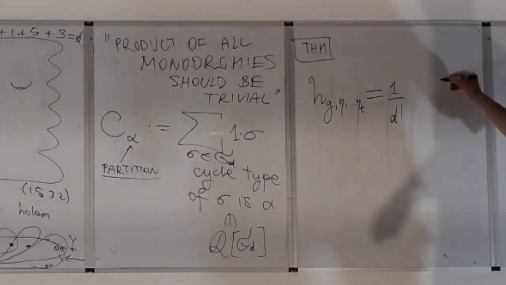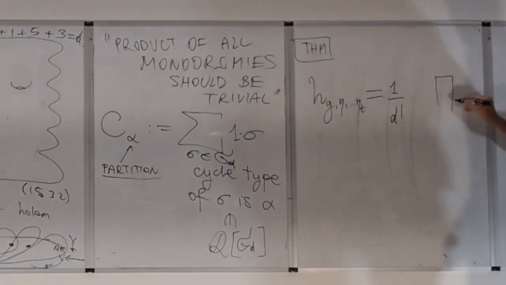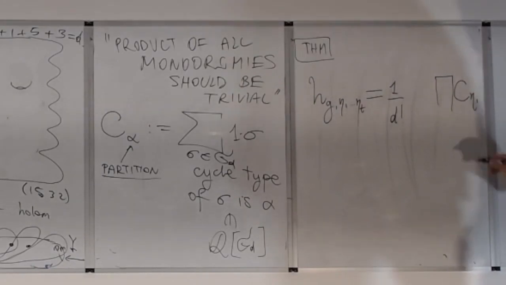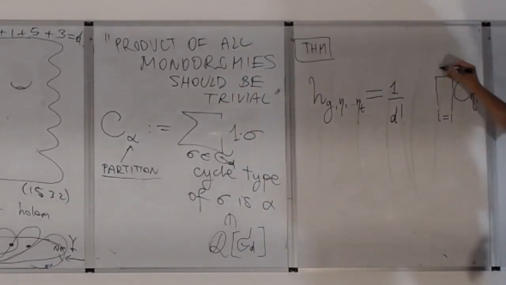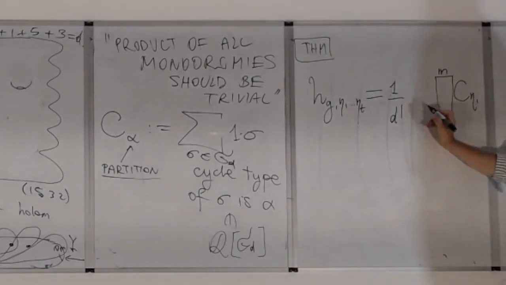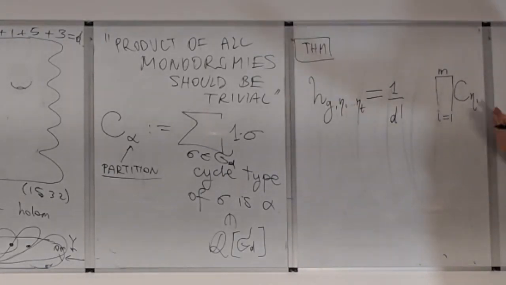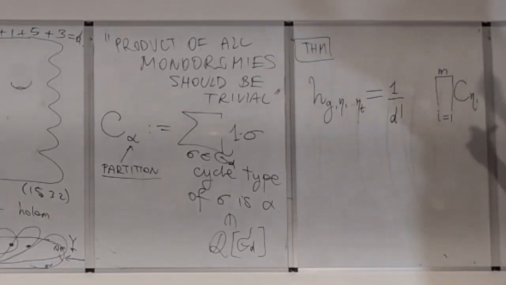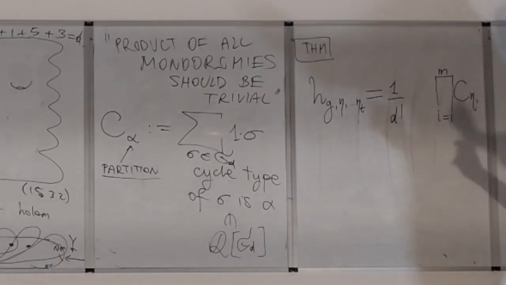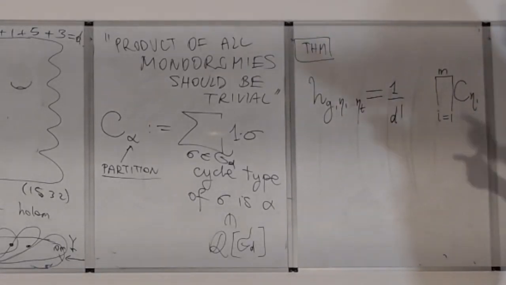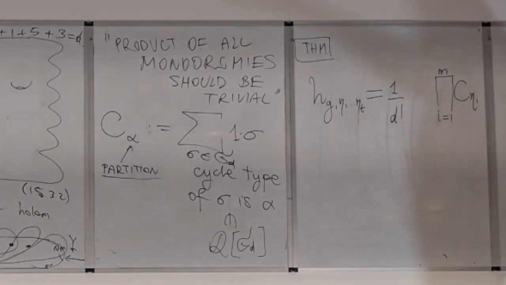And then you do the following. You take the product of all the C eta i, i from 1 to m. And then here, what do you need to do? So let's think a little bit. Inside this C eta i, there are all the possible ways to fill that partition with the permutation with that cycle type. So I consider the formal sum of all possibilities, and I'm taking the product of all of them.